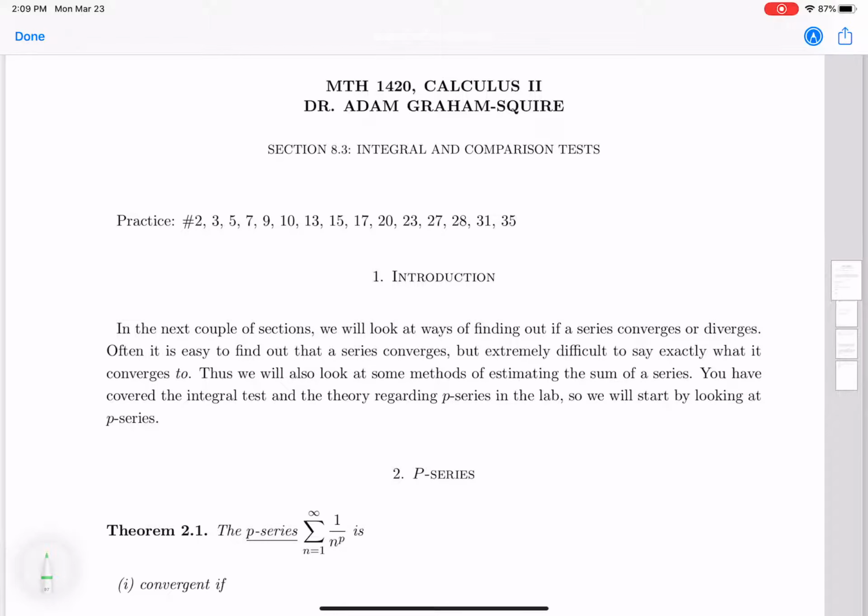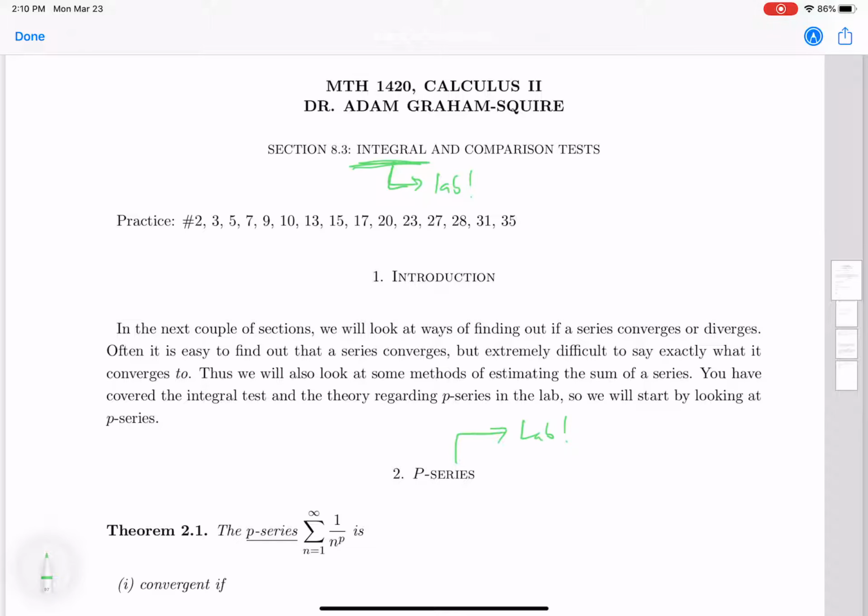All right, so we're going to be talking about section 3, the integral and comparison tests here. Actually, the integral test, we already covered that in the lab. And p-series, we also did in the lab. So we're more or less going to skip those two because we've already covered them, although I will review p-series real quick.